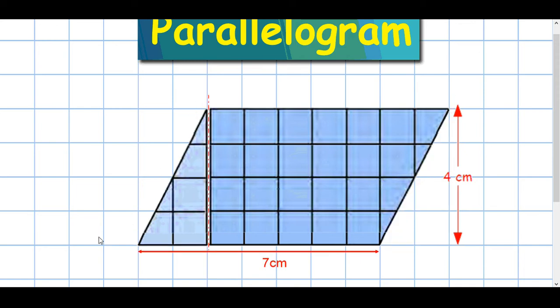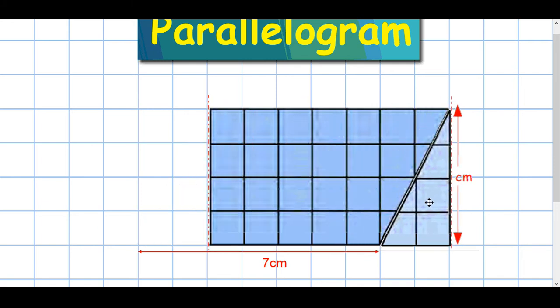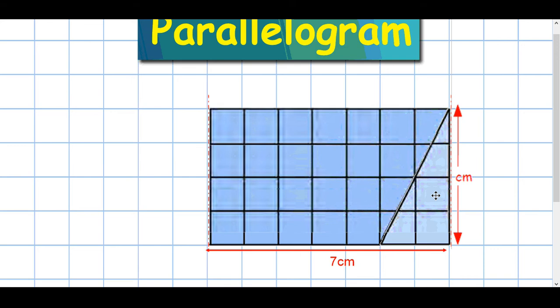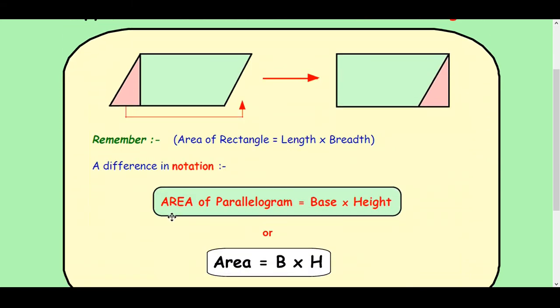Just watch what happened there again. All that happened was we took this part here and added it over here and then just worked out the area of this rectangle, 7 times 4. So it's really just length times breadth. However, we're going to use slightly different notation for the area of a parallelogram. Similar to a triangle, we're going to use base and height. So basically just base times height.